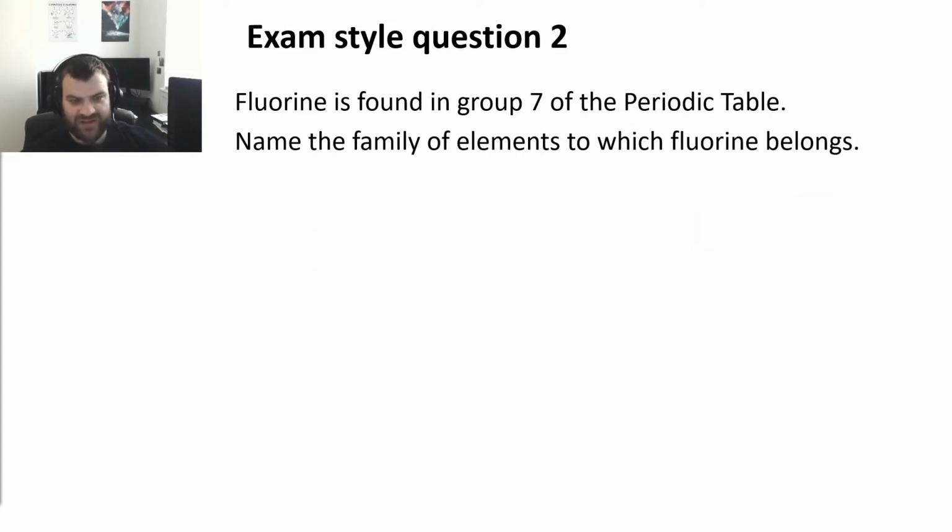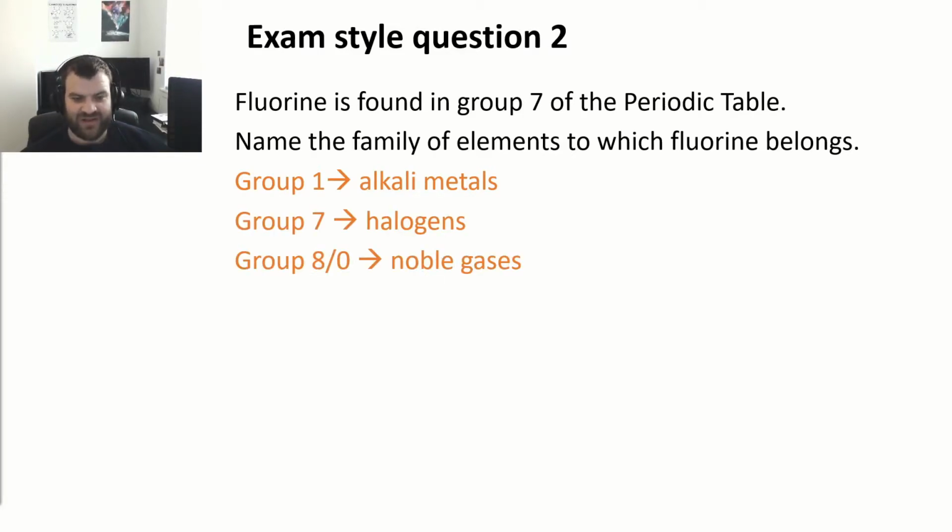The second type of question they can ask you involves the groups. In this case, it's saying that fluorine is found in group 7 of the periodic table, and you have to name the family of elements to which it belongs. There are three families that we could be asked about. We have our group 1, alkali metals, group 7, the halogens, and group 0 being our noble gases. It's telling us that it's in group 7, therefore we have a member of the halogens.